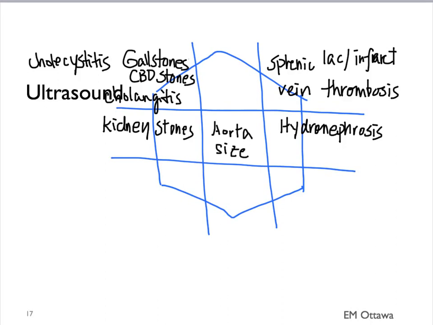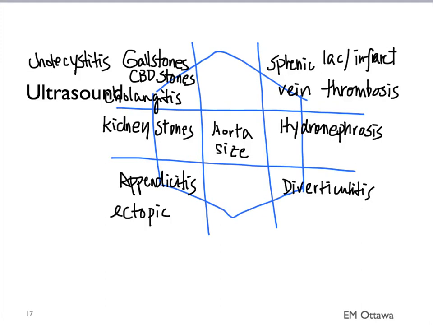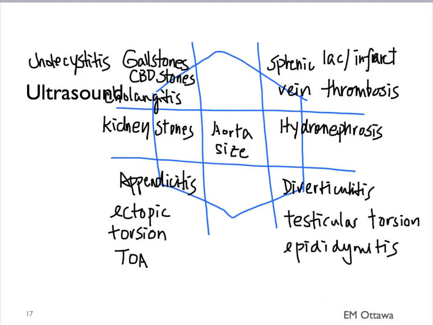We use ultrasound to diagnose appendicitis. In some patients, diverticulitis can be picked up in patients with left lower quadrant pain. For the non-GI cause of low abdominal pain, ultrasound can be used in females to rule out ectopic pregnancy, ovarian torsion, and tubo-ovarian abscess. In males, it's helpful to rule out testicular torsion and epididymitis.